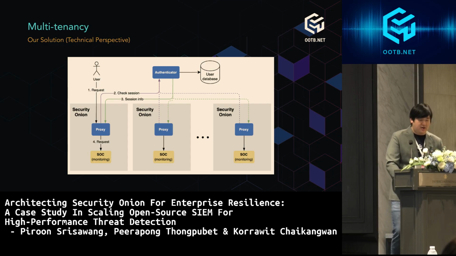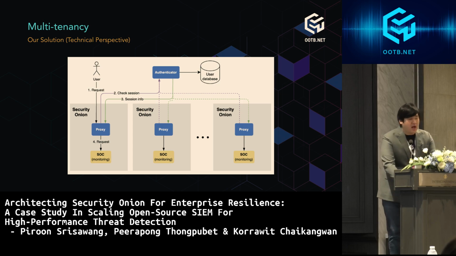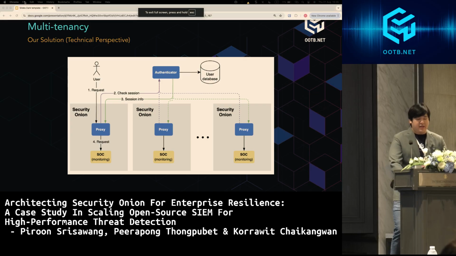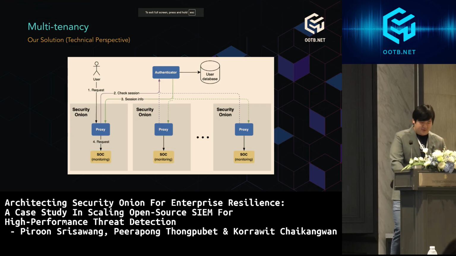Now look at the technical piece. The core of our solution was to introduce a central authentication layer. Security Onion normally gives each tenant its own Kratos identity system. That design makes sense for a single tenant setup, but it creates a complication when we need a unified experience.